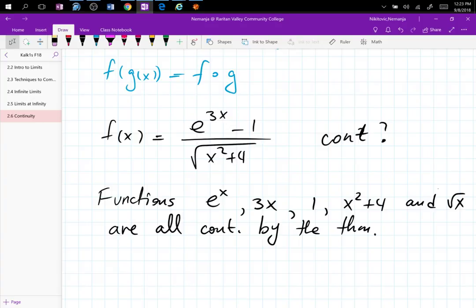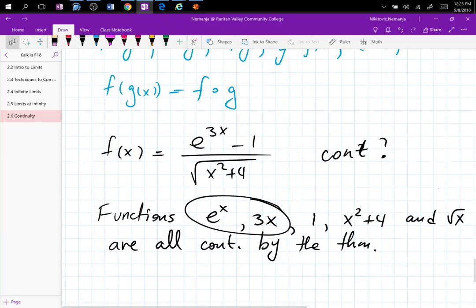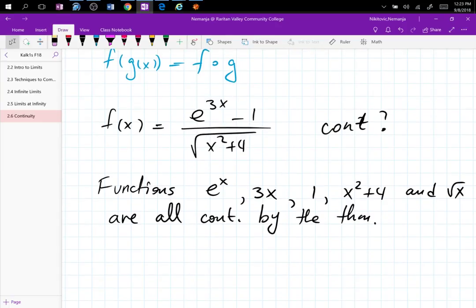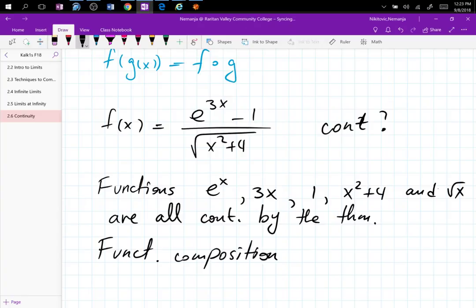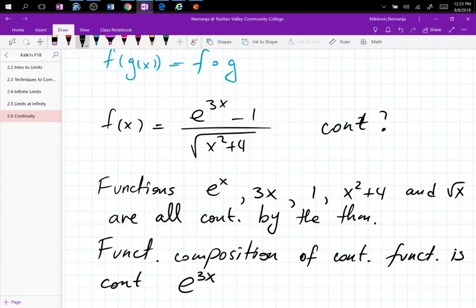Now, why do I have these? Well, that's your function composition. You see that this and this is also separated, but over here is in a pile. So now we say function composition of continuous functions is continuous, which actually builds us e to the 3x and square root of x squared plus 4.